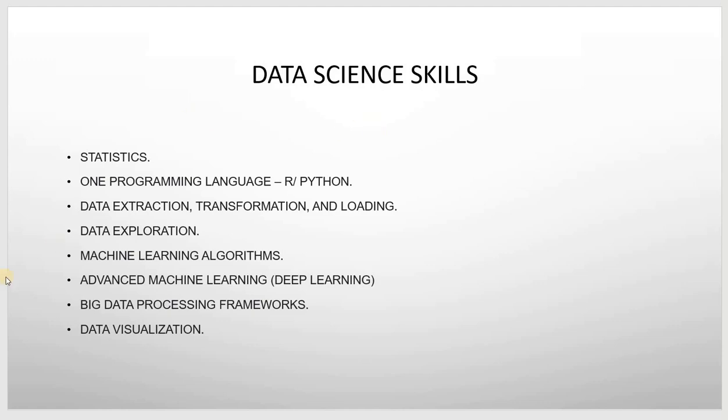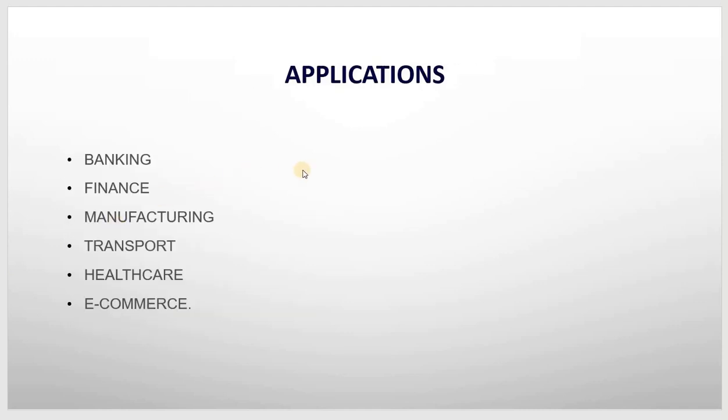Okay, and the applications of data science. These are the applications of data science. The first application is banking. We have already shown you credit card fraud detection in my previous videos; have a look at it. The next one is finance. Third is manufacturing. Fourth one is transport. And the fifth one is healthcare. And the last one is e-commerce websites like Flipkart, Amazon. These are the applications that are used in data science. For each and every application I have made videos. Please have a look at them.